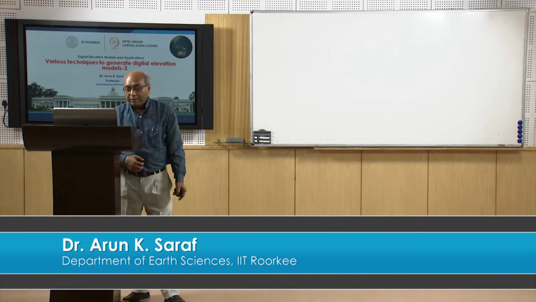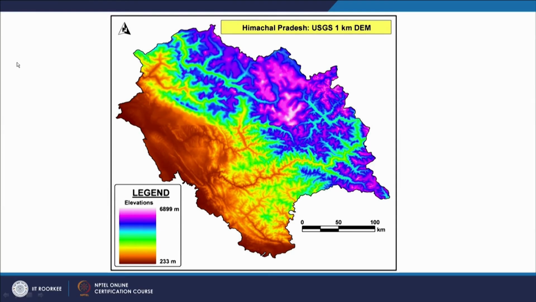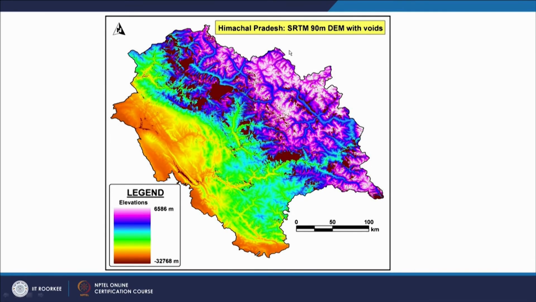So let's see the example here at this stage. What we are seeing is a digital elevation model of entire Himachal Pradesh at 1 kilometer resolution. The DM by USGS generated based on survey topo sheets, means using contours and then interpolation. And this is the DM of the same Himachal Pradesh at 90-meter resolution and with voids. And what we are seeing here is that these are the voids, and basically these are the no data values.